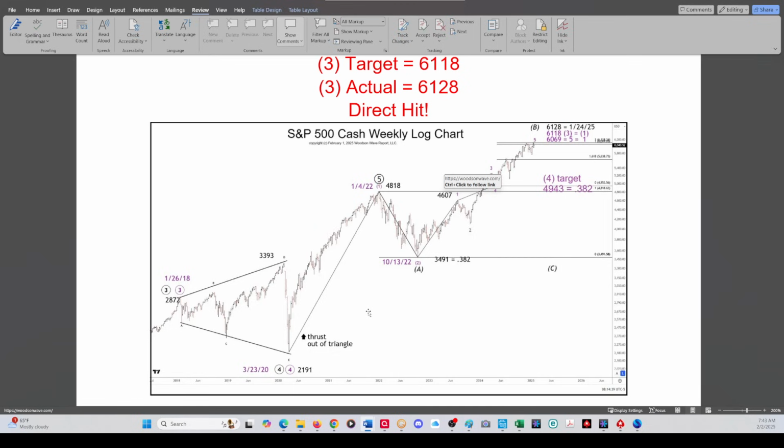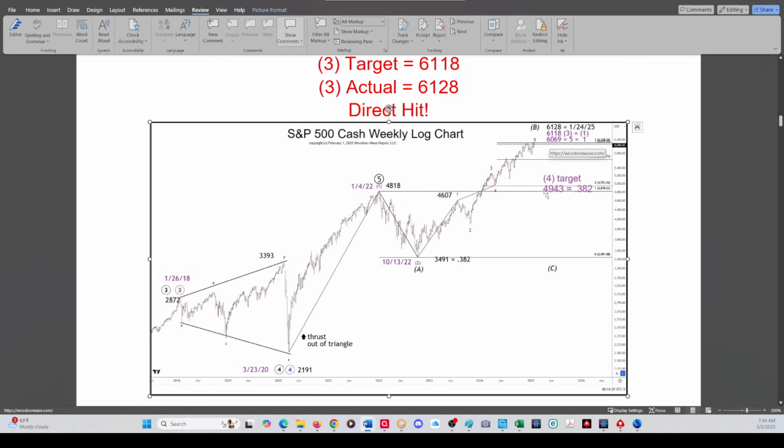We have 2 different wave counts, a black wave count and a purple wave count. Okay, if we look at the purple wave count, from that wave 4 low, we've got a 1 up in parentheses, a 2 down, and then wave 3 subdivides into purple 1, 2, 3, 4, 5, which makes the larger degree wave 3, which our long-standing target was 6118, and it hit 6128 on the 24th of January.